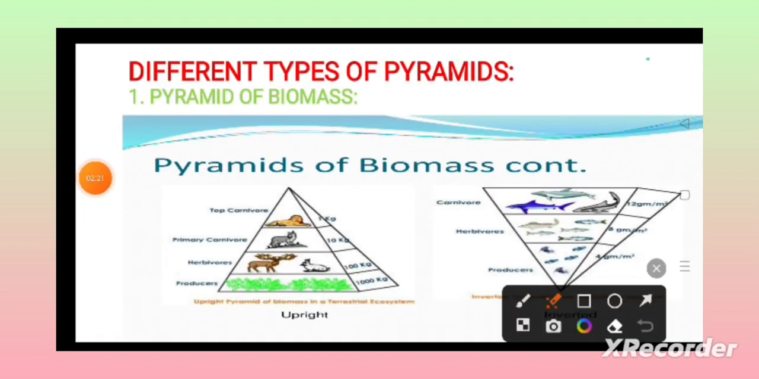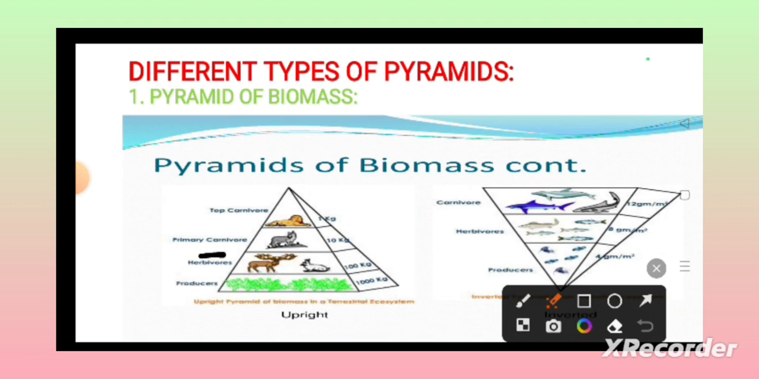Pyramid of biomass. Let us see what is meant by biomass. Biomass means the weight of the organisms in a particular trophic level. Let us see the upright pyramid. It is upright in the case of the terrestrial ecosystem. The primary producers are high in weight in the terrestrial ecosystem. A large number of primary producers are there, and their weight is very high.